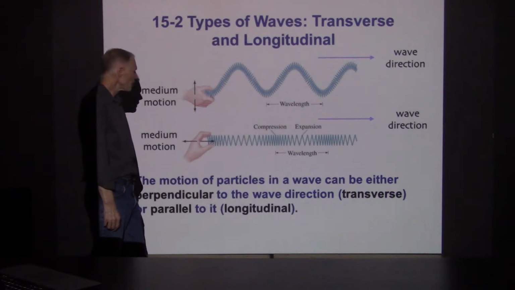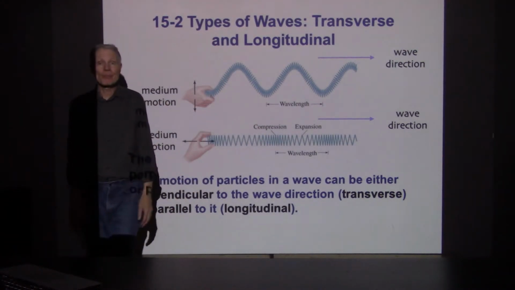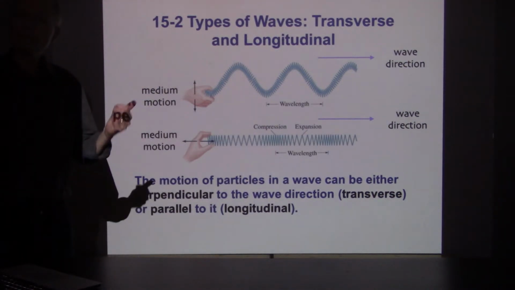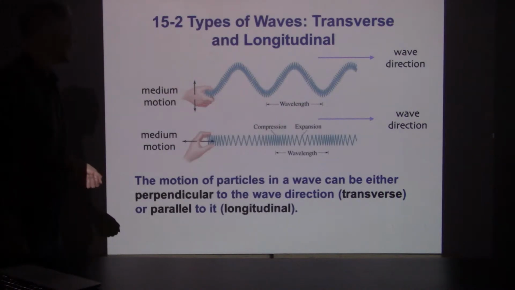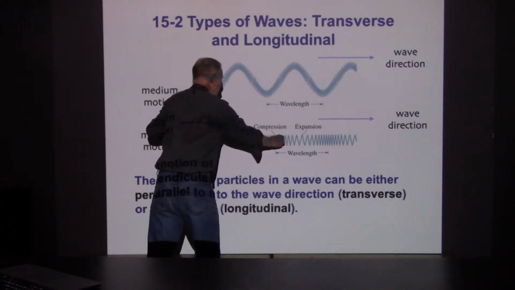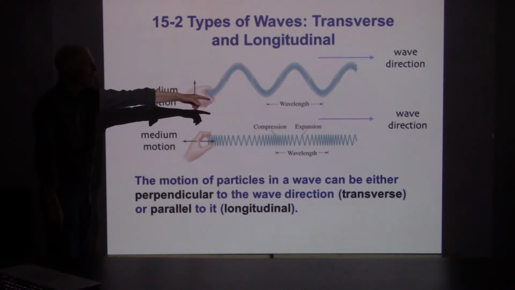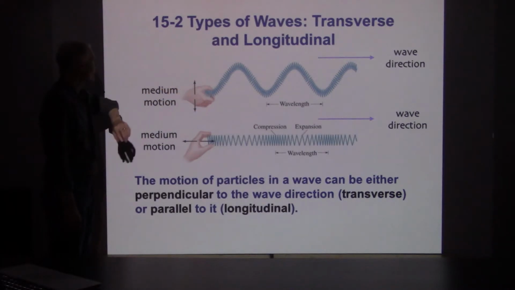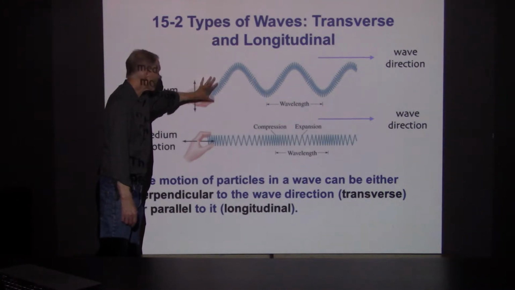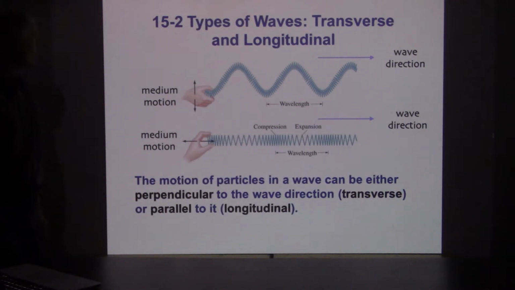Now, what that does is it creates regions of compression and expansion. And that's a wave. There's nothing there that looks wavy, but it's a disturbance that's propagating through a medium. In this case, the motion of any individual piece of this medium is in the same direction as the propagation of the wave. And that's referred to as longitudinal. So this shape is transverse. This pattern of medium motion is longitudinal.